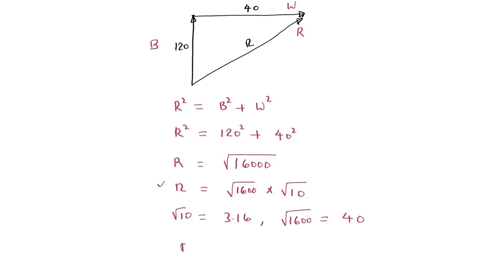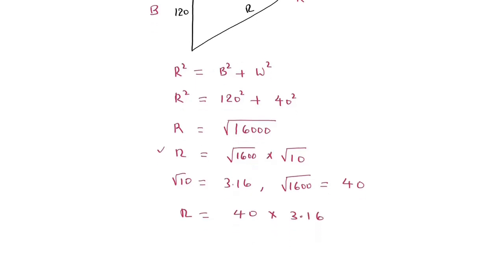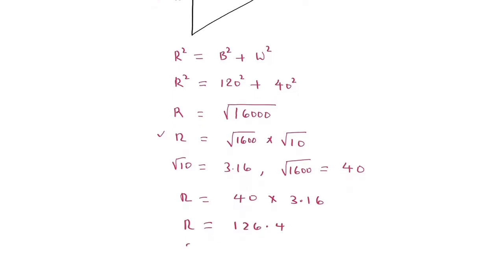Then let us apply these values in order to find the value of R. R equals 40 times 3.16. Solving this, we are going to have R equals 126.4. So we are going to say that the actual speed of the boat equals 126.4 kilometers per hour.